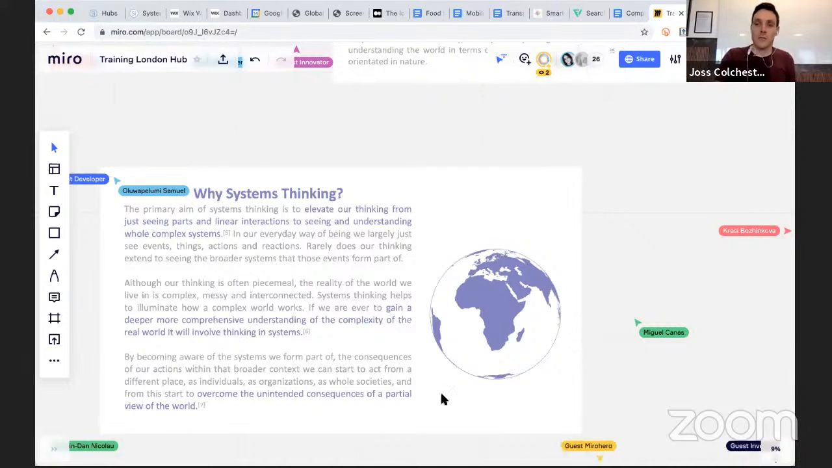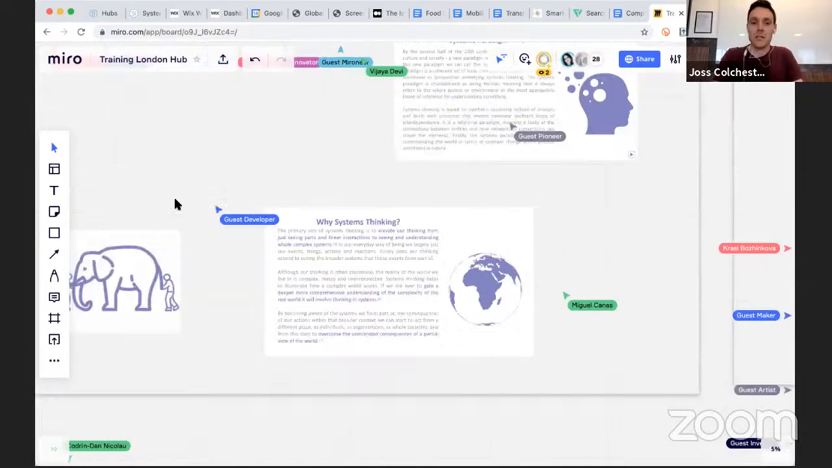So systems thinking is going to help us look at the whole, right? It's holistic. That's the main aim here, and see the whole system we form part of. We can start then to act from that, and hopefully be able to guide and develop systems as a whole instead of taking this partial approach, which leads to unintended consequences.